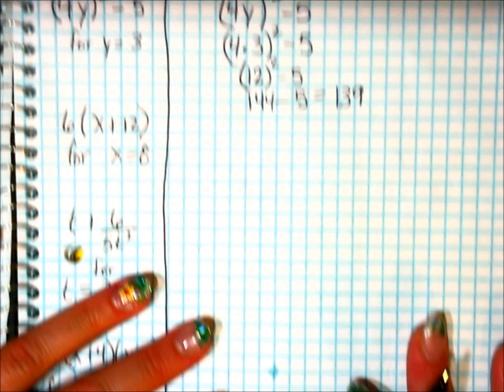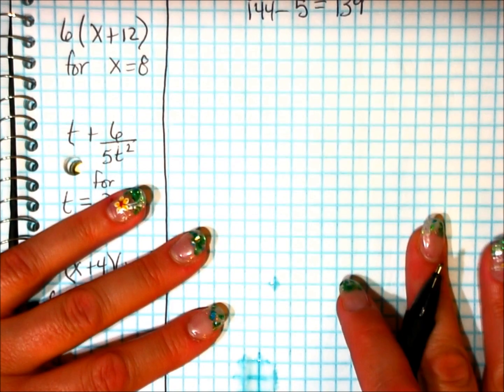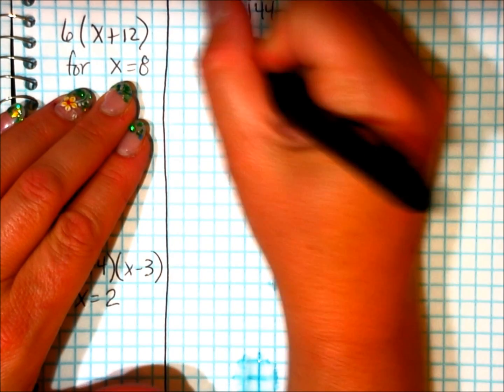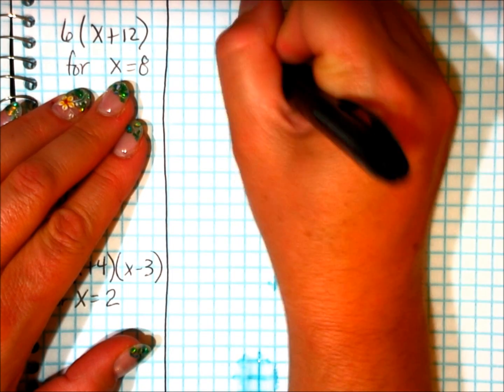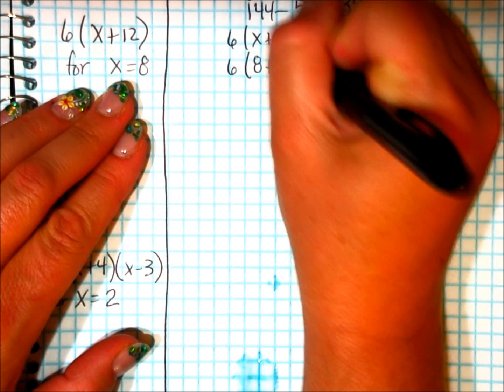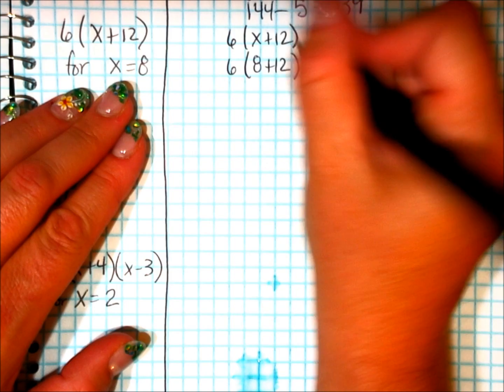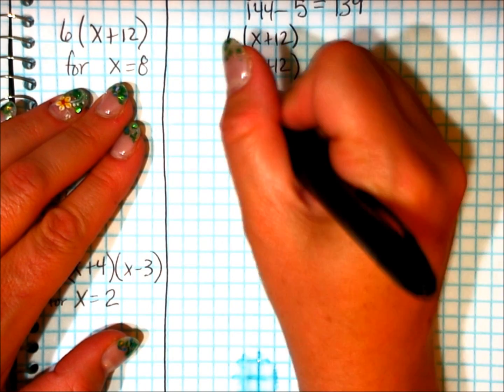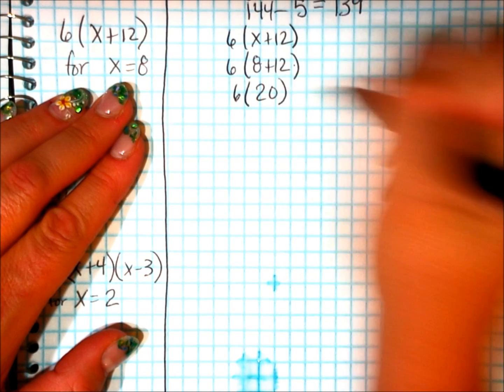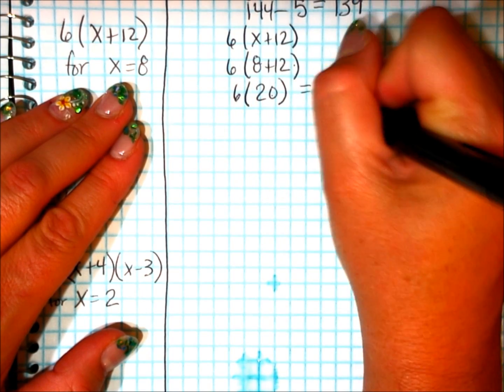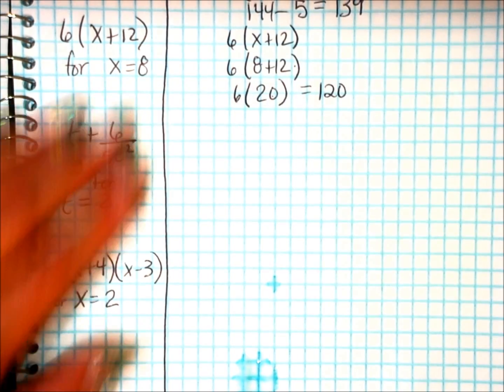Okay, looking at 6 times (x plus 12), where x is 8. I rewrite my problem. So x is 8. Go to my order of operations. My order of operations is parentheses first. 8 plus 12 is 20. 6 times 20 is 120.